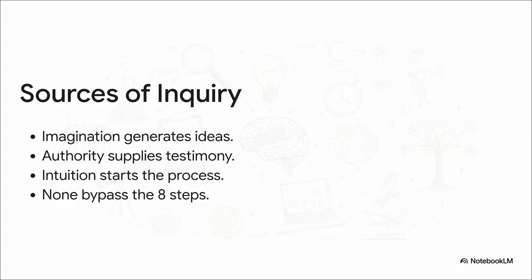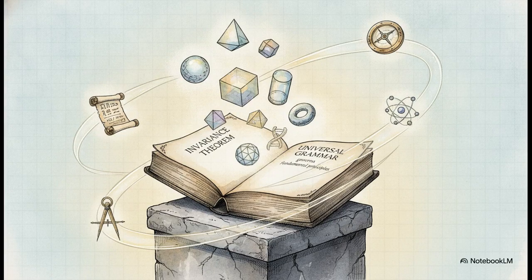And what about human creativity? Even things like a sudden burst of imagination, a strong gut intuition, or testimony from an authority figure, they just give us the raw ingredients. Sure, an intuition might kickstart an investigation, but for it to become justified, reliable knowledge, it still has to pass through that 8-step grammar. You still have to compare your brilliant creative idea against hard evidence and evaluate it. No shortcuts. So the grand takeaway here is what the author calls the invariance theorem.